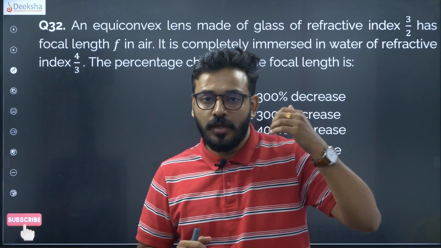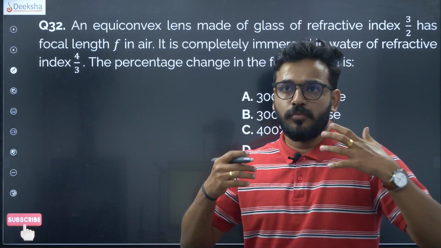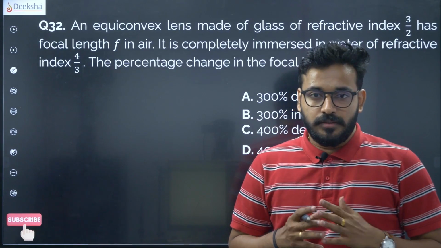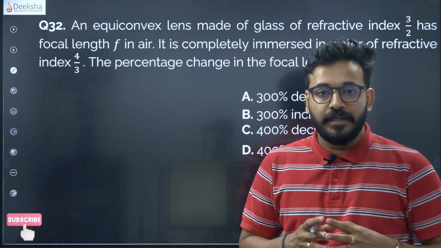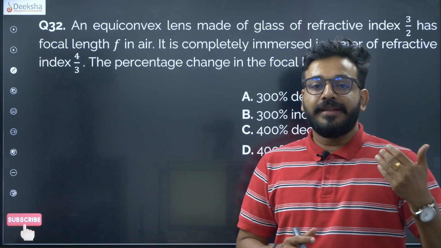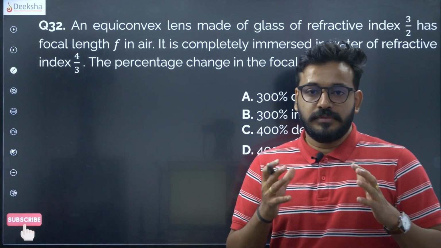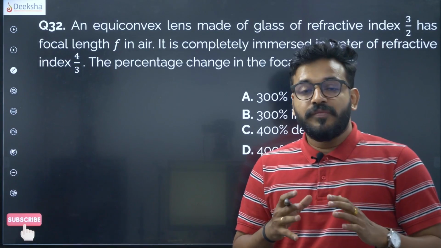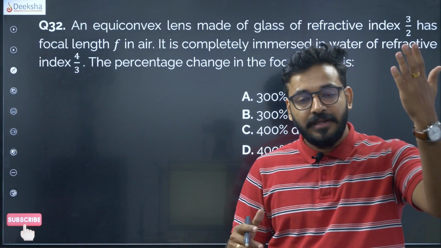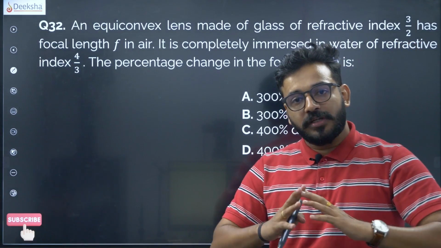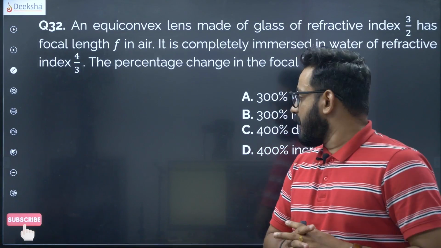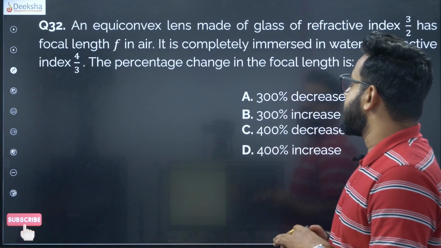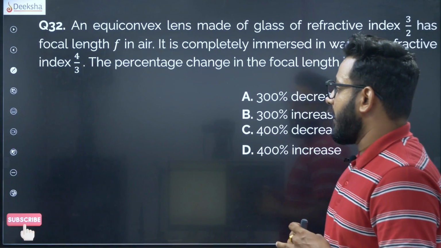Now, first of all, let me tell you, most of you must be aware of this concept. When you immerse a lens of a particular material in water, given that the liquid's refractive index is less than the material's refractive index, obviously the focal length increases. That is, in air compared to water. So in the water, the focal length will increase. The percentage change is what you want to see. How much is the percentage change in the focal length?